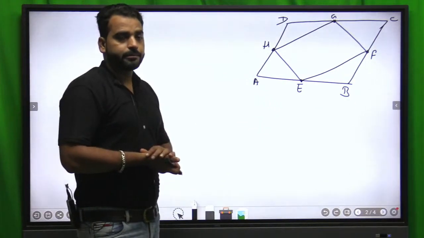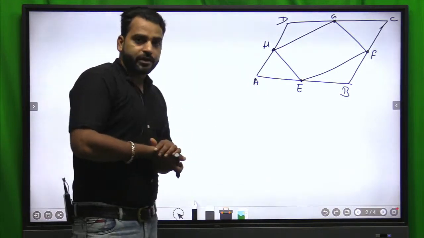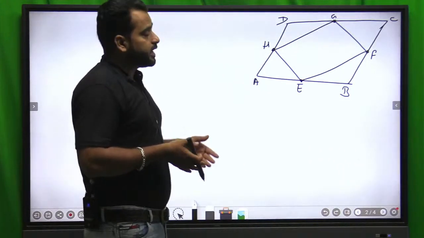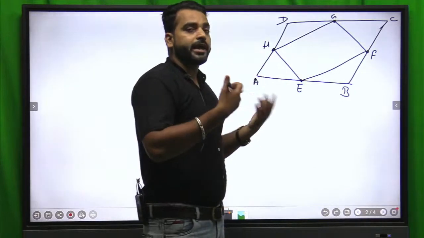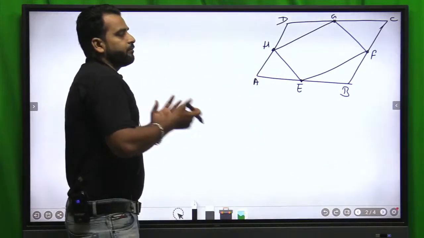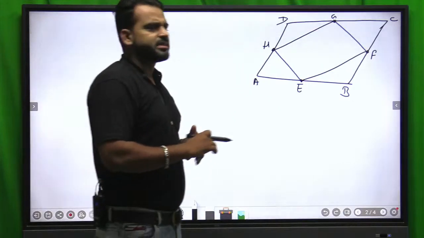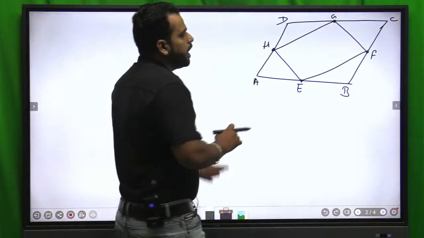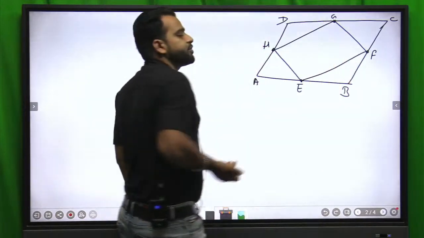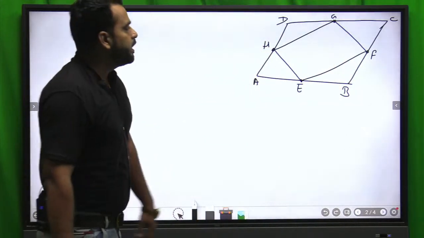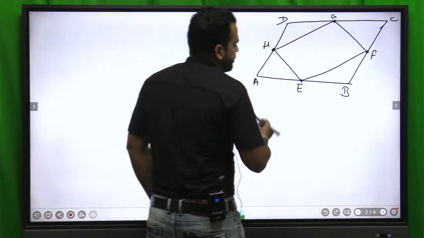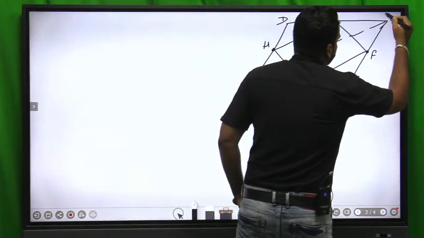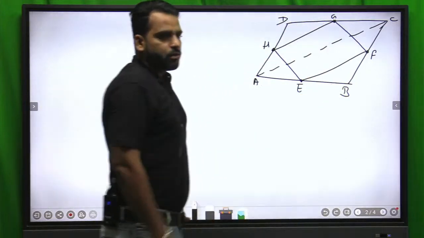How to prove it? We studied this in the previous chapter, chapter 8, and in this chapter it comes that we can apply the parallelogram property here. We will study those things later on. But here we can prove how EFGH is a parallelogram. You all know that in this condition we have to draw the diagonal. What are the diagonals? AC, you can join BD also.